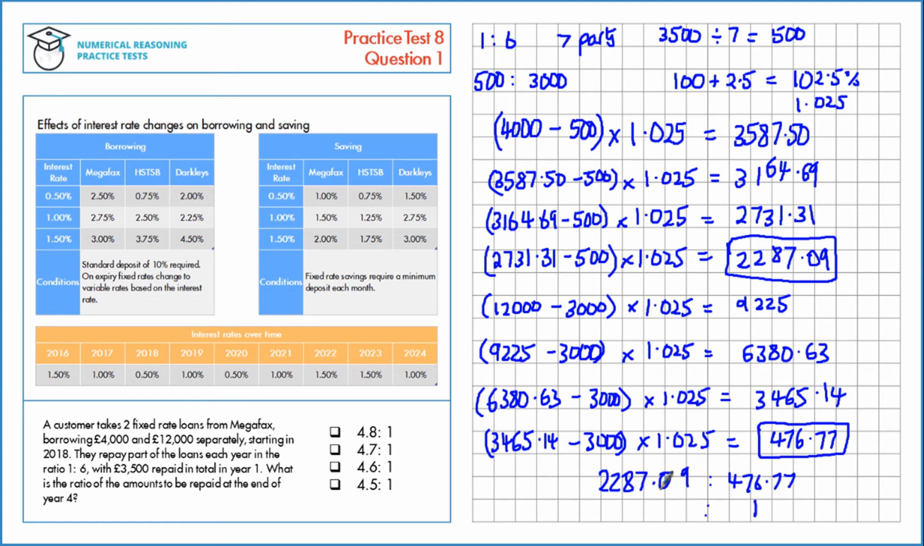That leaves 1 on the right hand side. And this divided by this is approximately 4.8. So we've got 4.8 to 1 as our answer.